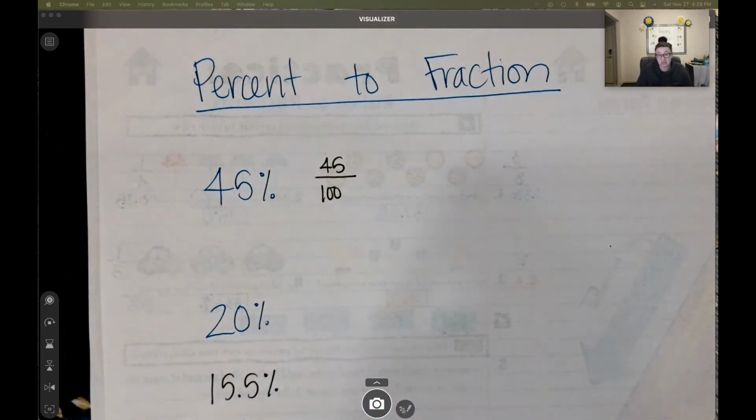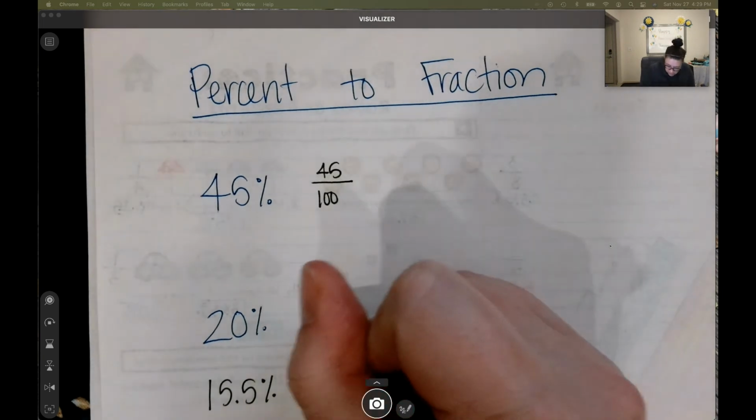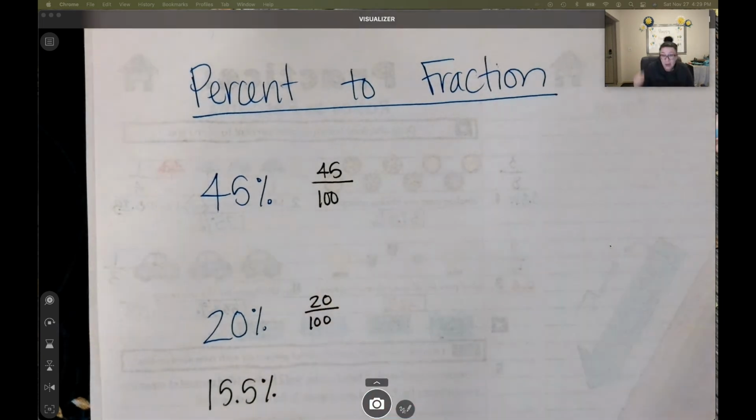Not too hard there, right? Now we've got 20%. You do that one on your own. 20%. 20% means 20 out of 100.